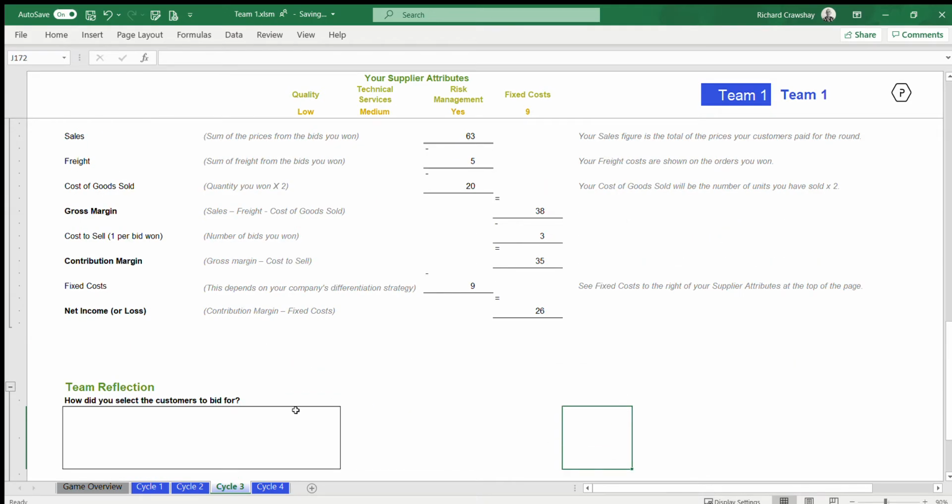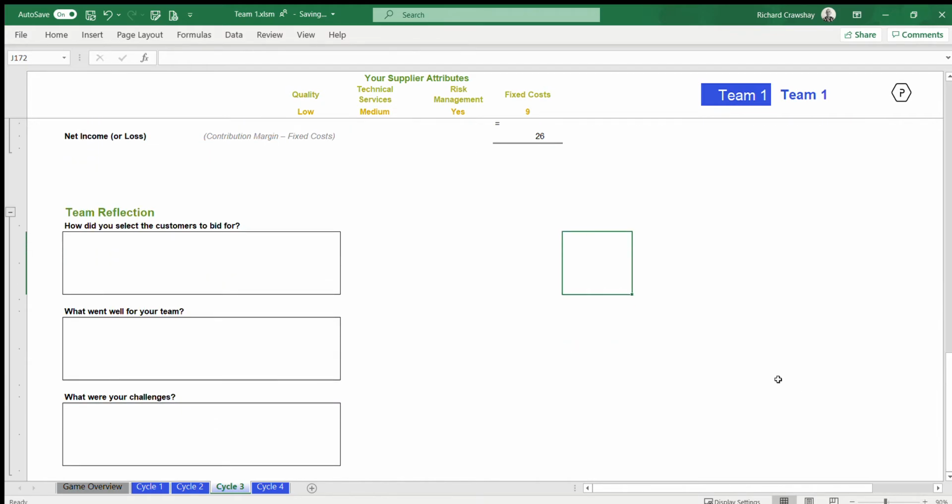Having completed that, we would again answer some questions as a team. How did we select the customers to bid for? Obviously we looked at risk as the primary criterion, because we thought there might not be many suppliers with that attribute. Then we looked at price, because our quality and technical services, to be fair, were particularly poor. What went well for the team? 3 out of 5 bids won, which is a pretty good result. Challenges: there are supplier attributes which, even though they give you a greater fixed cost, may make you much more competitive in the marketplace.